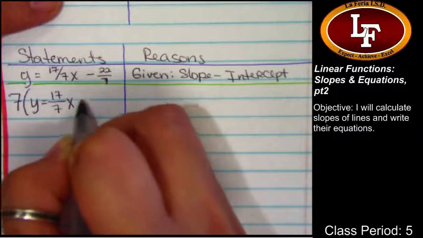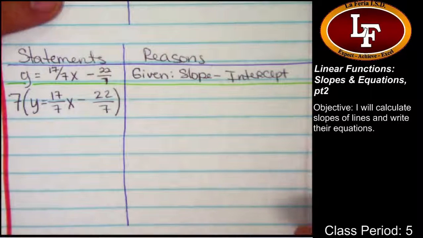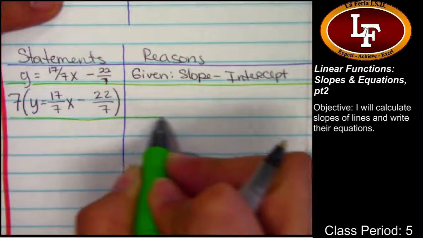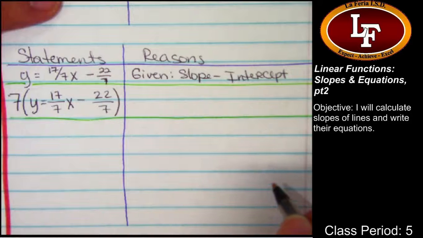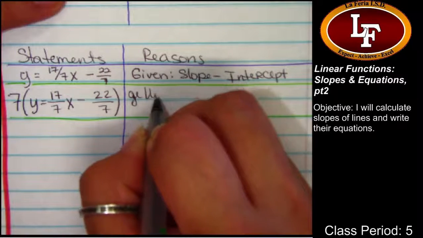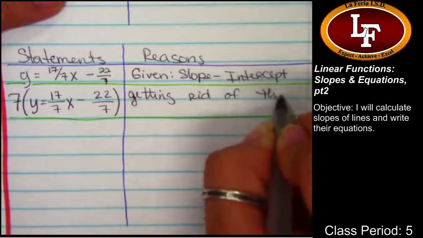And I'm taking a bit more space here to write it, just so that way it's easier to see the fraction. If you want to write it tiny and do it all on one line, that's okay too. I'm just trying to make it a little easier for you guys to read. And what's the reason I'm multiplying the whole equation by 7? Awesome. So the reason is getting rid of the fractions.